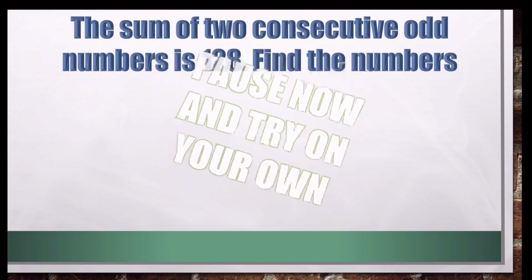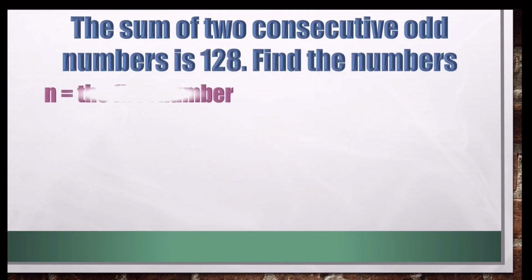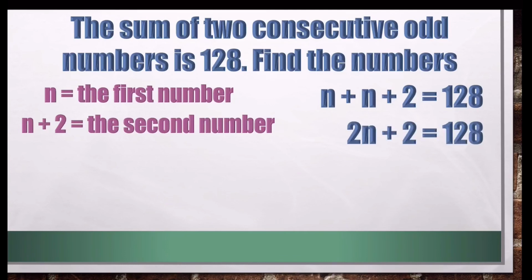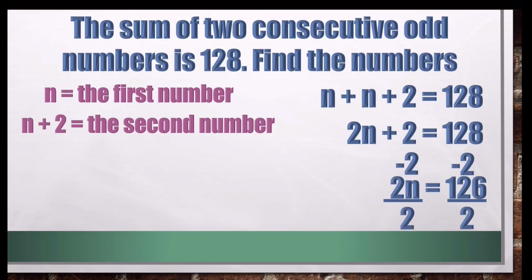Okay. So if my first number is n, my second number is n plus 2. Makes sense, right? And their sum is 128. So if I take n and then I add n plus 2, combine my like terms, I bring my constants to the same side. I isolate my variable through dividing in this example, so that n is going to equal 63.